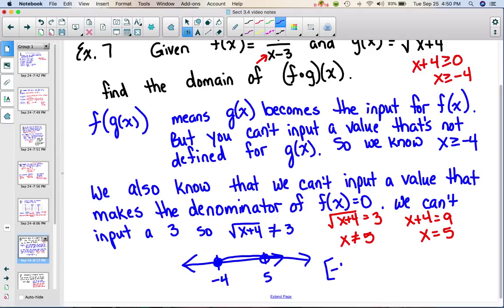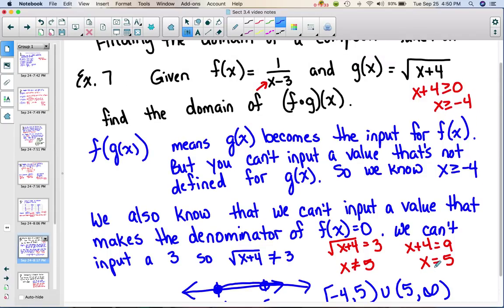So I have negative 4, comma, 5, parenthesis, union, 5, comma, infinity, because everything else would work. So that's what you would do. You might have to pause this or go back and replay. Whatever the inside function is, you have to look at that domain because that drives it. Any exclusions you have are going to be excluded in the composite function as well. But then you also have to look at the outside function and make sure in this case that we couldn't have 0 in the denominator.